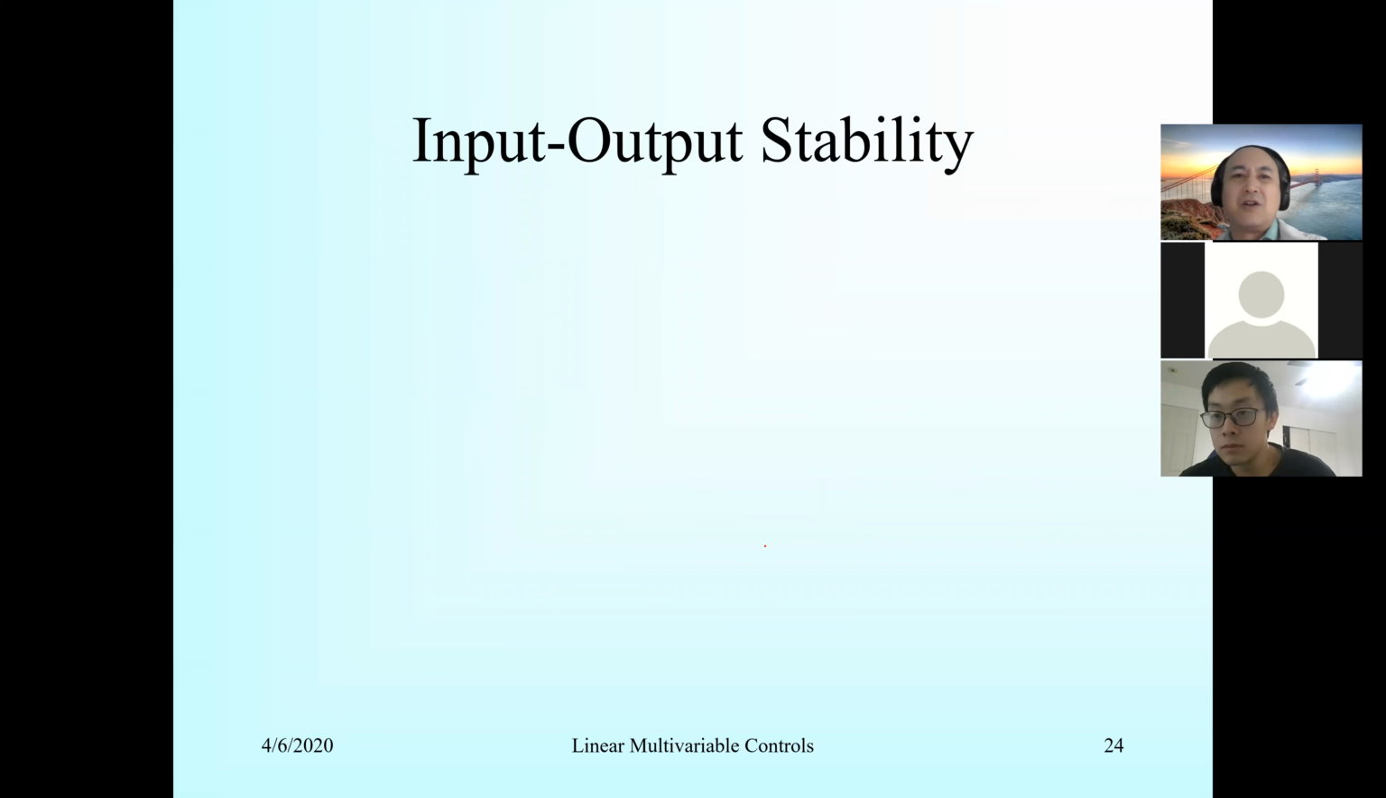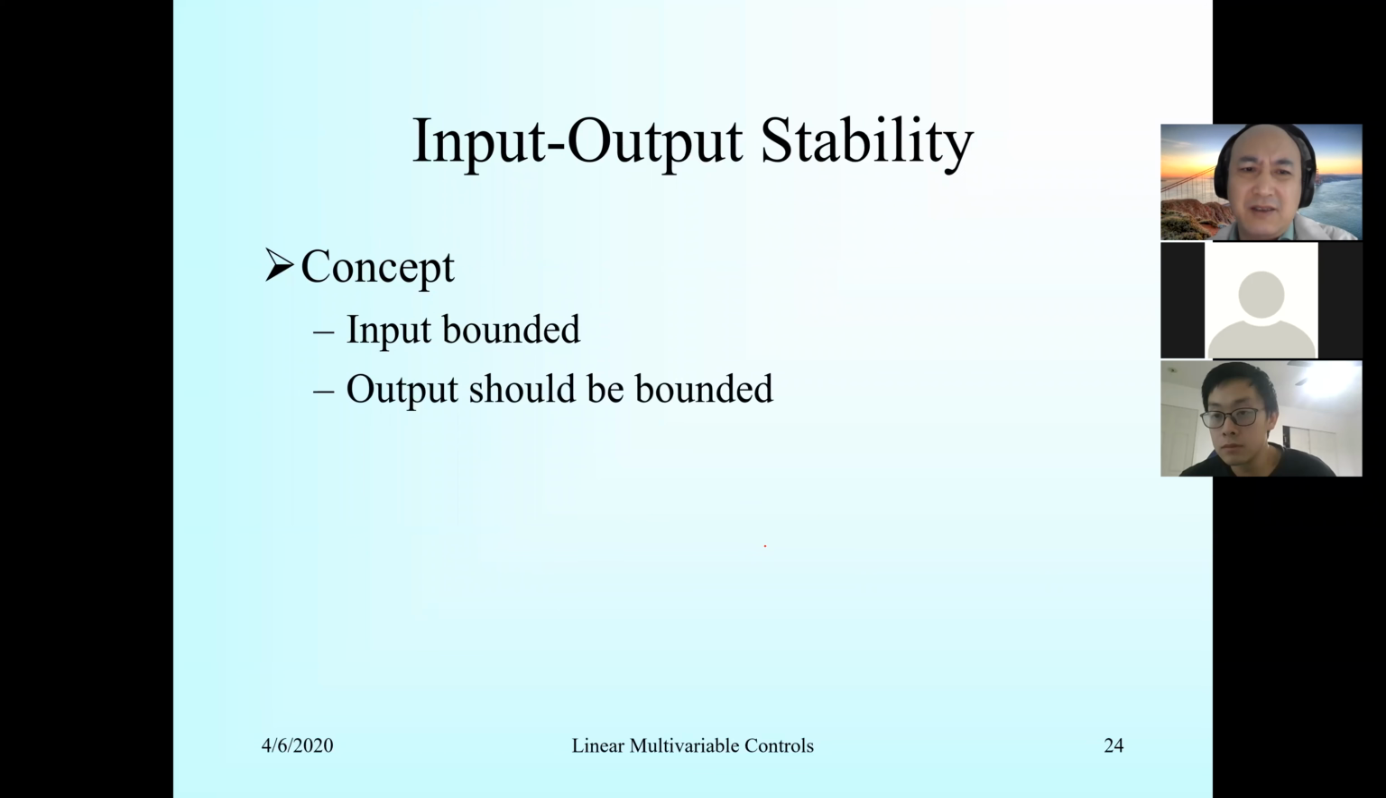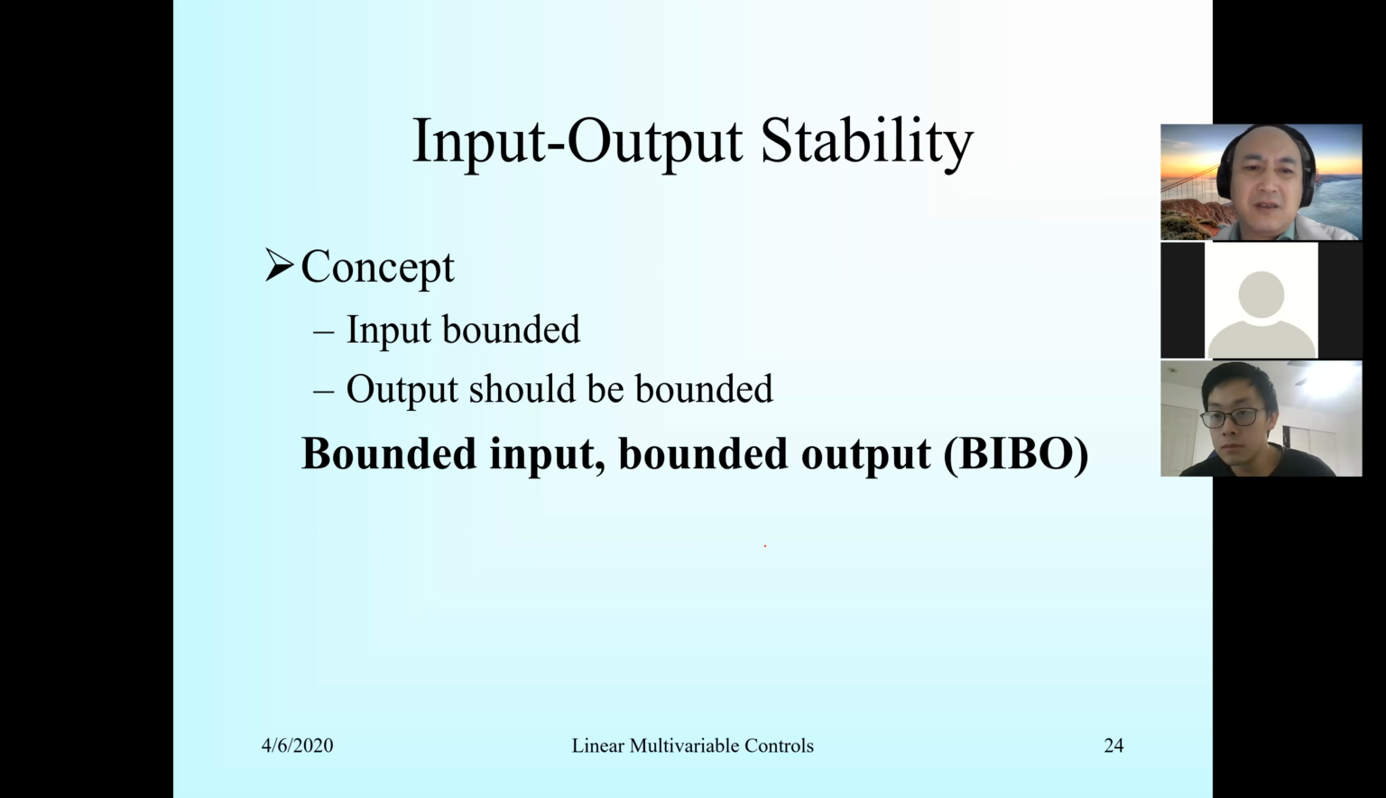So starting from today, we are going to focus on IO stability. Okay. So IO stability basically says if my input is finite, output should also be finite, bounded, okay, bounded. So bounded input, bounded output is called BIBO. I hope you understand what we are doing here.